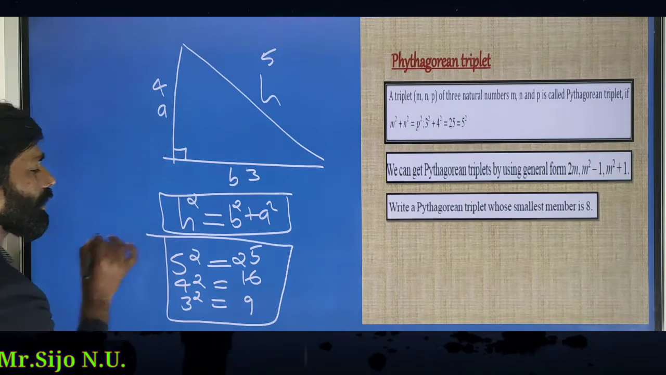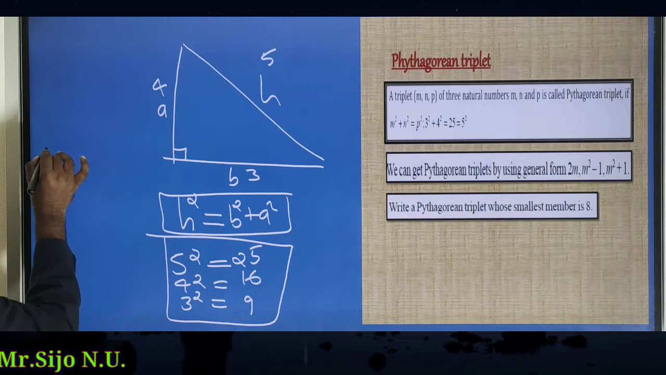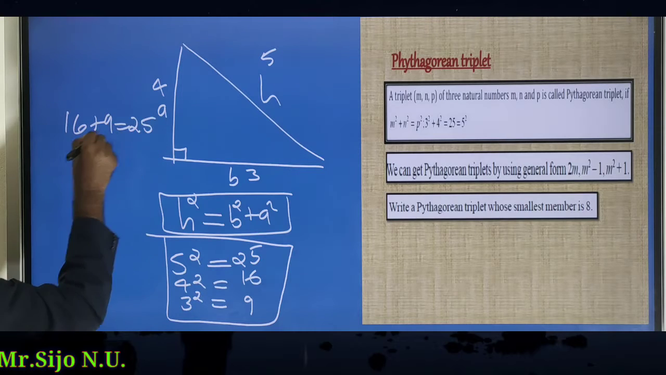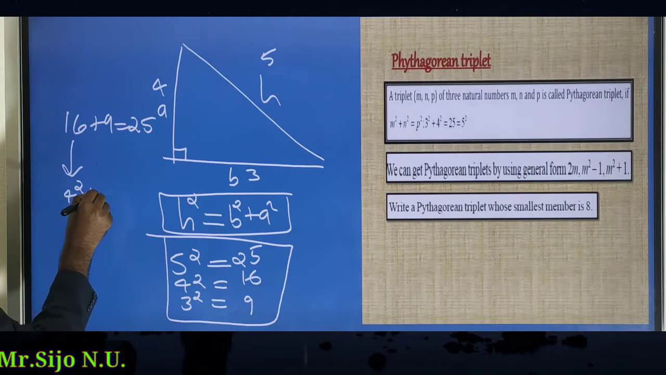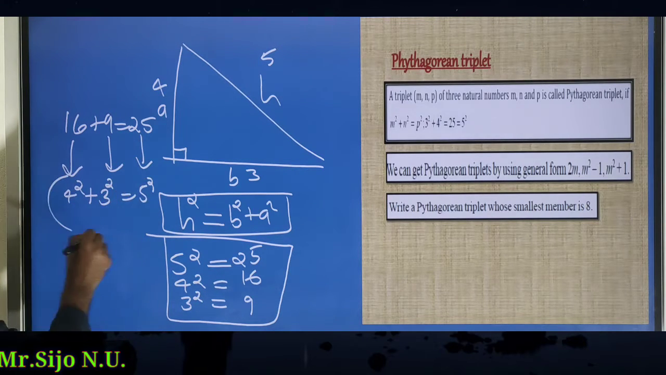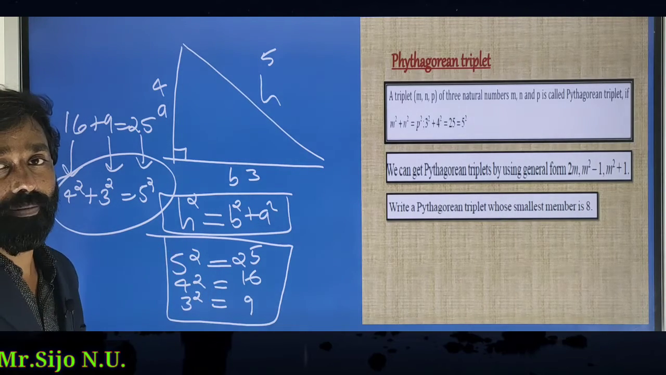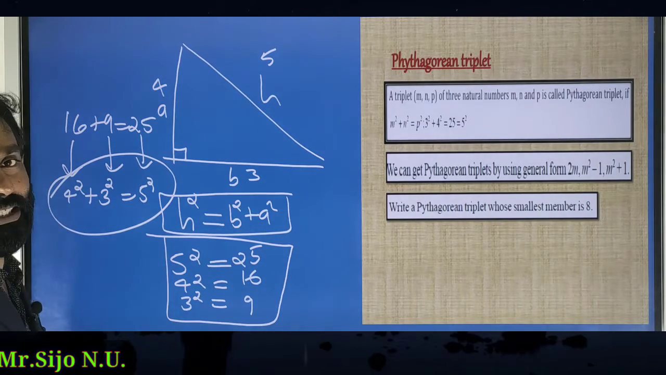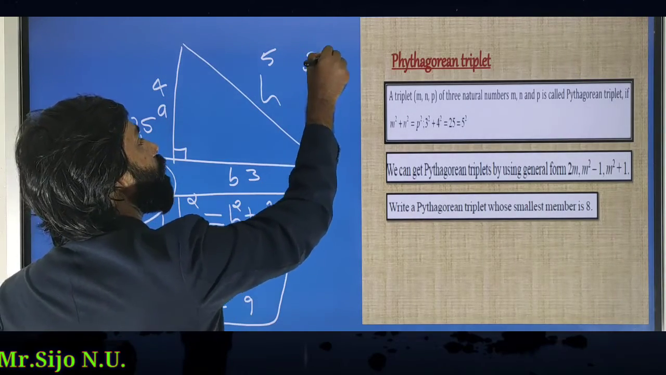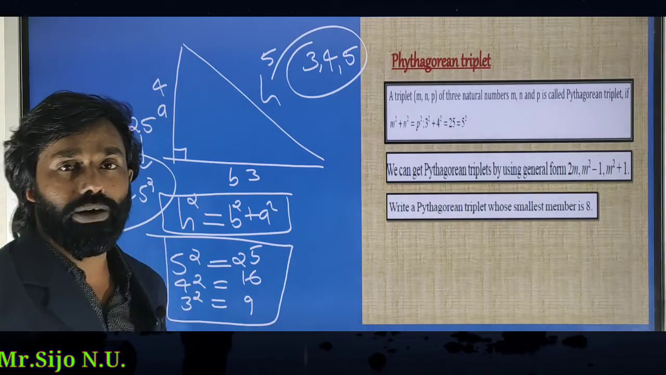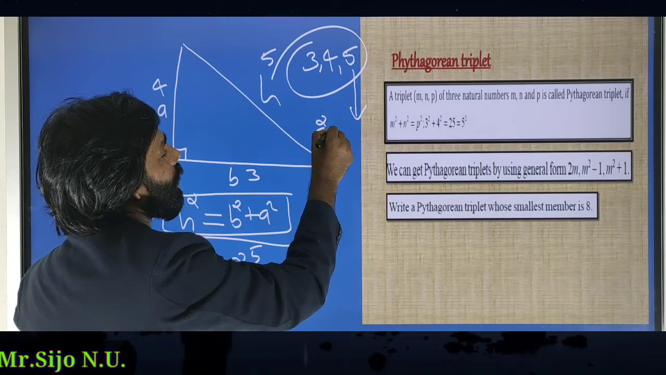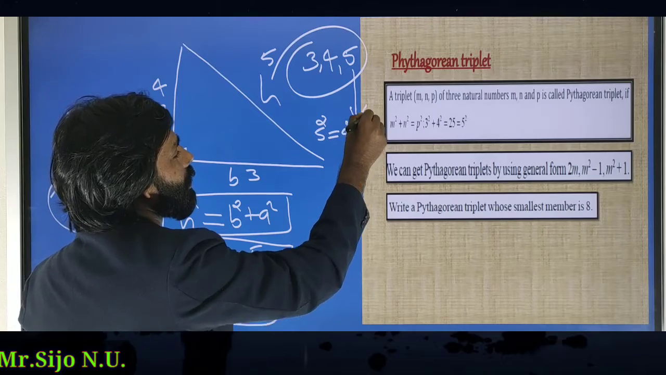Here we can find a relation. 16 plus 9 equals 25. That means 4 square plus 3 square equals 5 square. If we can connect 3 numbers in this way, we can say those numbers are a Pythagorean triplet. So we can say 3, 4, 5 is a Pythagorean triplet, because we can write 5 square equal to 4 square plus 3 square.